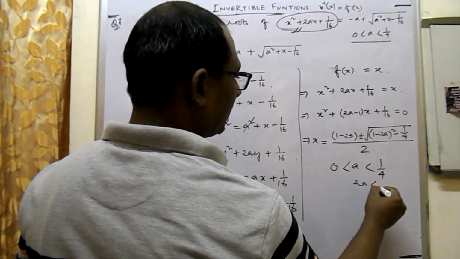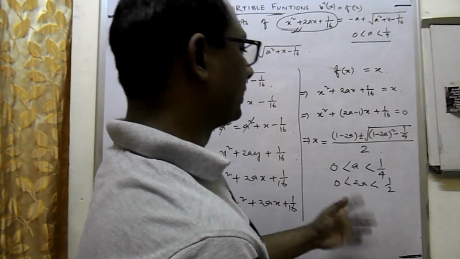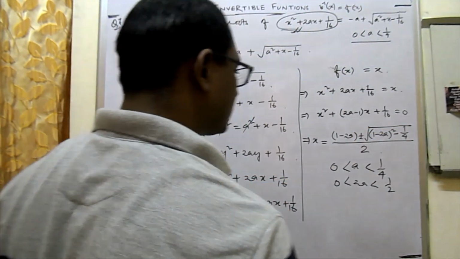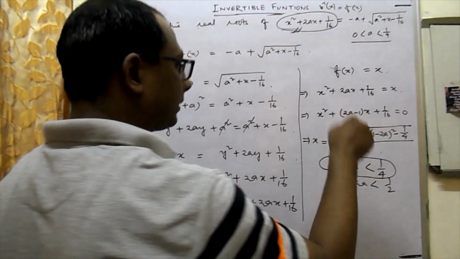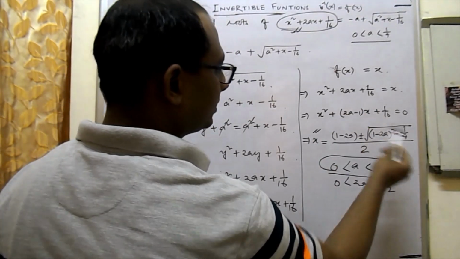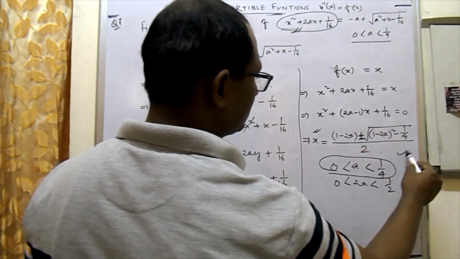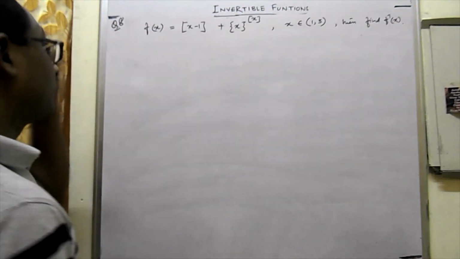So a is given to be between 0 and 1 by 4. So 2a will lie between 0 and half. So half square, even if it is half, then also it becomes 0. Otherwise it will always be positive. So for all given values of a, both the values of x can be taken. So we'll have two solutions, given by this. Okay, so that's the answer. Go for the next question.